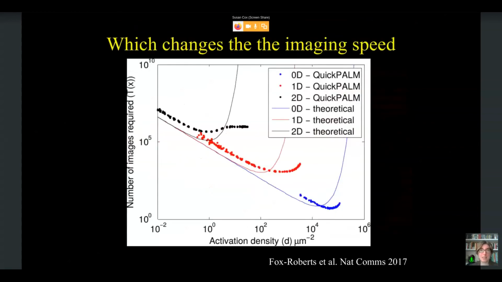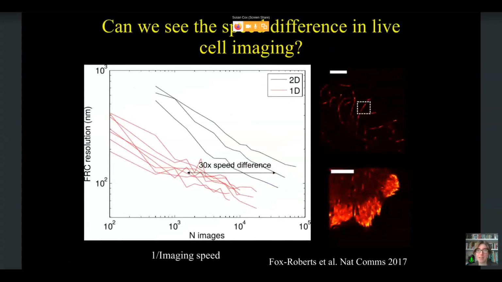And in this case, what we did was we went a little further back from the ideal activation density in each case. So we were at a similar activation density compared to the optimal one.